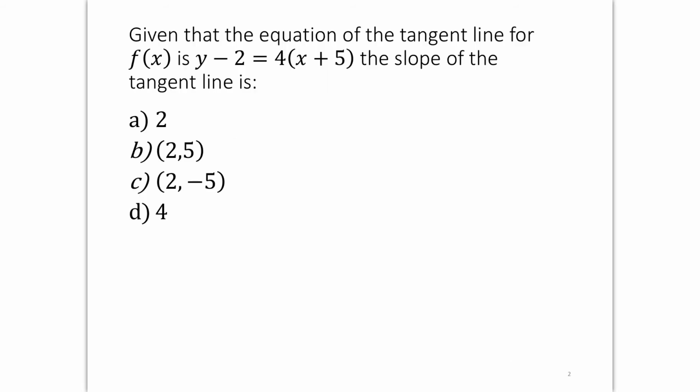Now let's try a quick multiple choice question here. Given the equation of the tangent line for f of x is y minus 2 equals 4(x plus a), the slope of the tangent line is 2, 2 and 5, 2, negative 5, or 4. So go ahead and pause the video and give it a try.